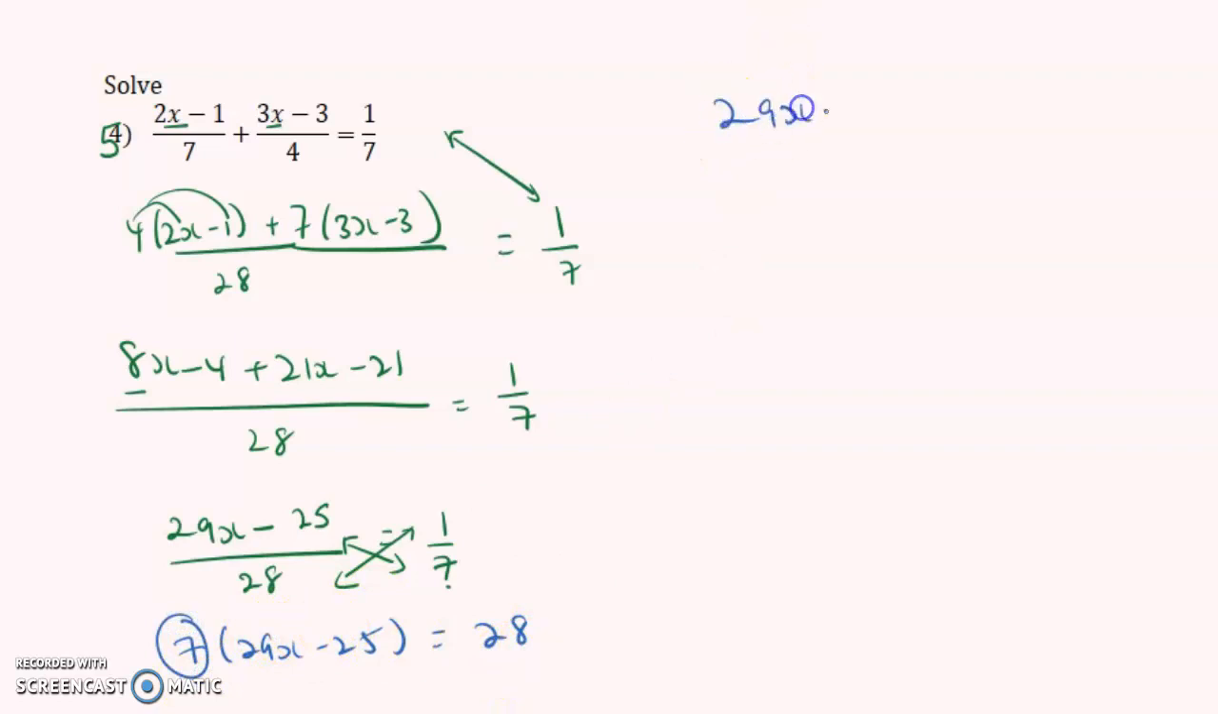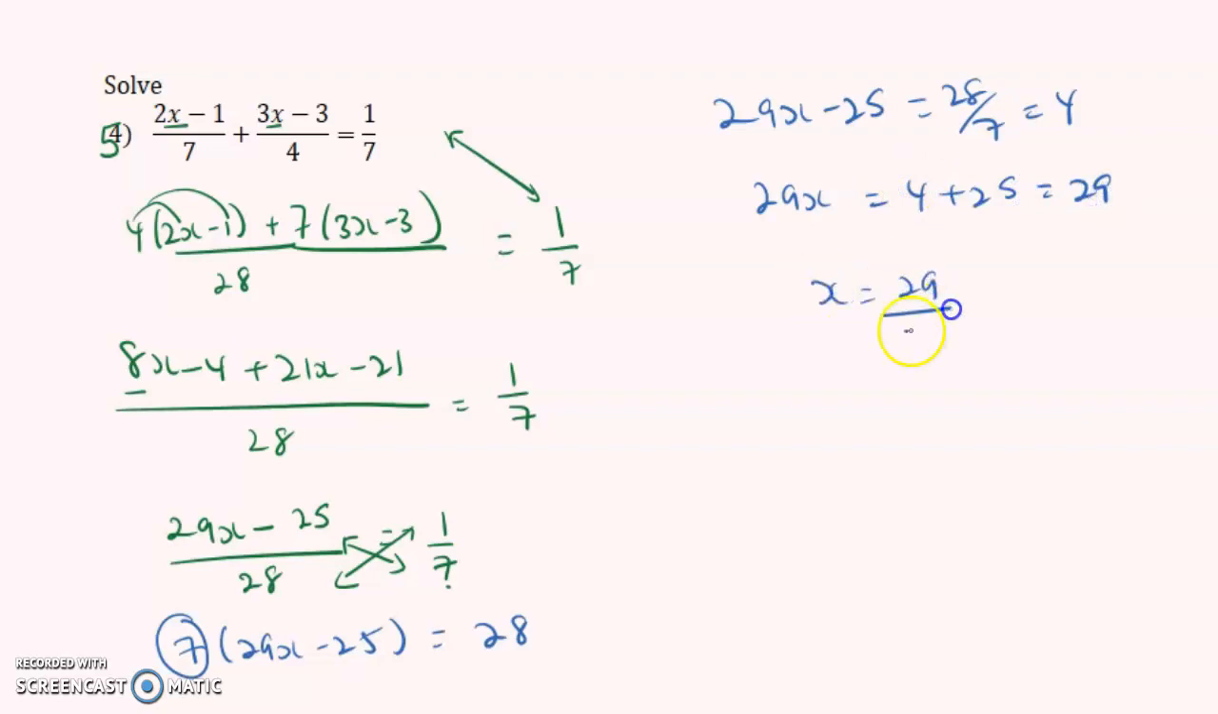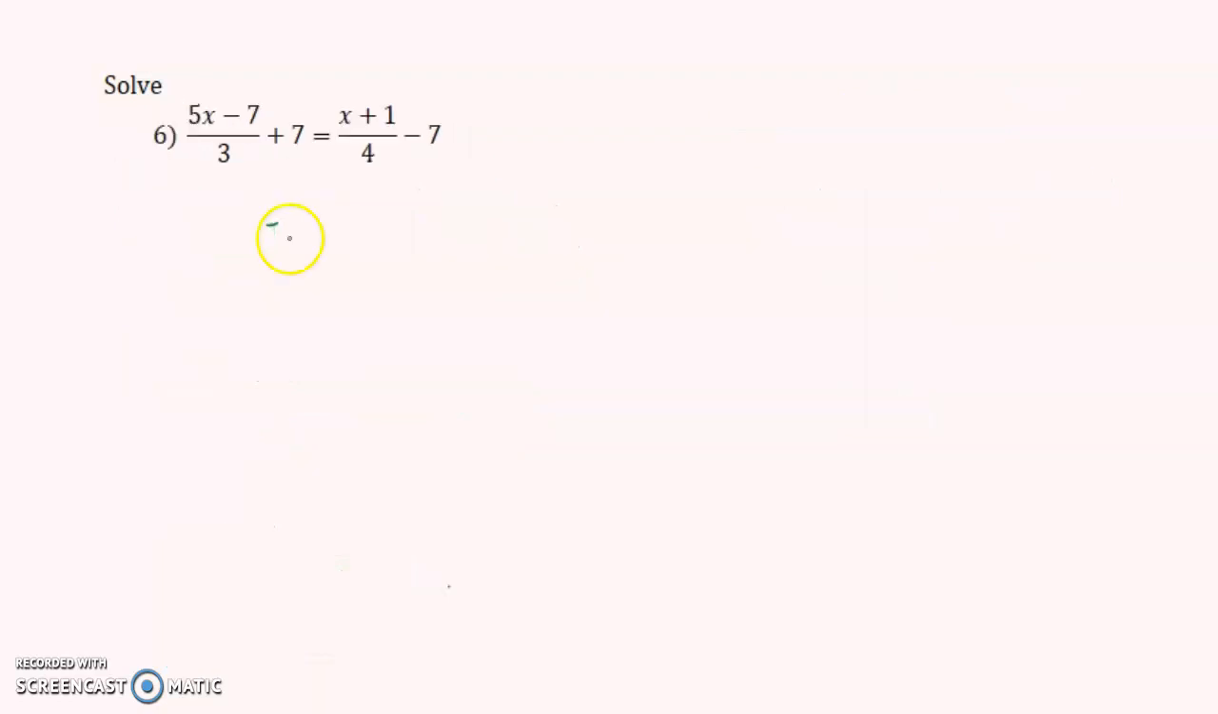So I get 29x minus 25 is equal to 28 divided by 7, which is 4. And then I just simplify. 4 plus 25 is 29, and x is 29 divided by 29. x is 1. I hope you all are following. Now let me do my final question. So now this is my final example.